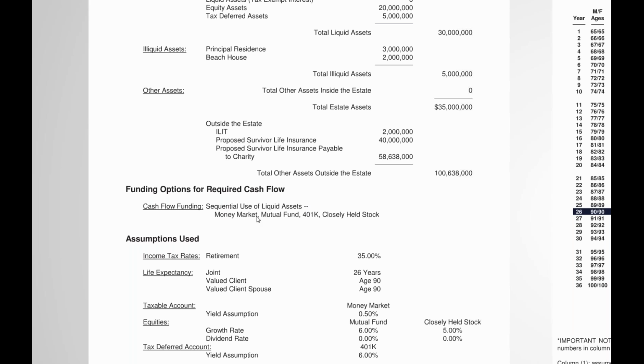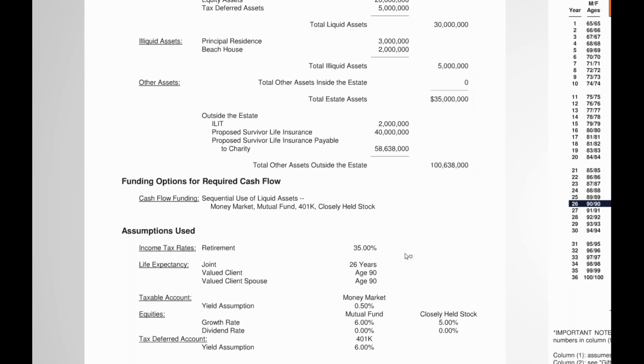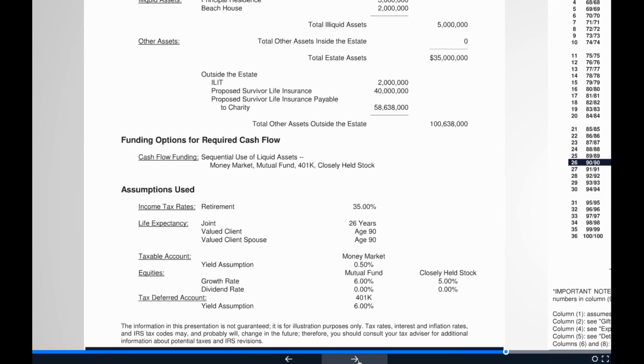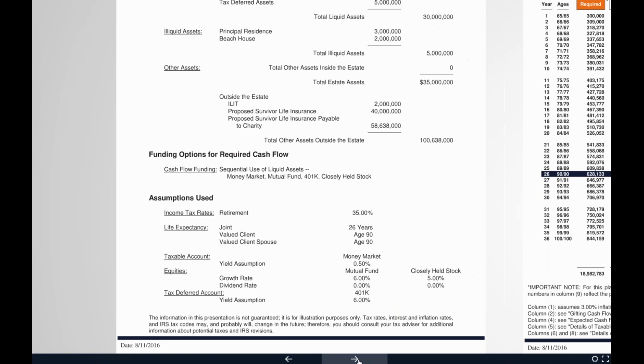Cash flow funding, they're going to use money market funds, mutual funds, 401k, and closely held stock, dividends off of that to pay for this. That's the order that was calculated. That's a really powerful tool right there. Okay. Like I said, we're taking into account growth rates, management fees, all kinds of stuff, anything you can think of for real-world calculation here. So there's that report right there that's just breaking everything down, summarizing.